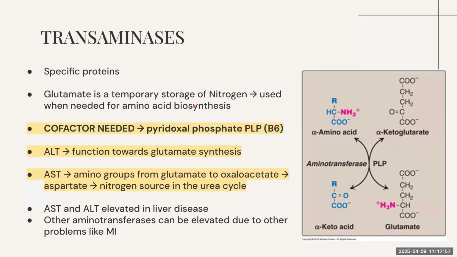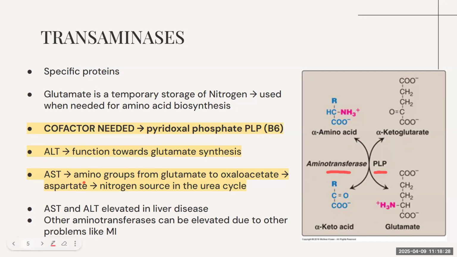The de novo process. Now, there is a very important cofactor that's needed, which is pyridoxal phosphate, which is PLP, a derivative of vitamin B6. Okay, now you can see how aminotransferase and PLP work together. So I have two of these, they become friends, and then I have a keto acid and a glutamate, okay? ALT functions towards glutamate synthesis.